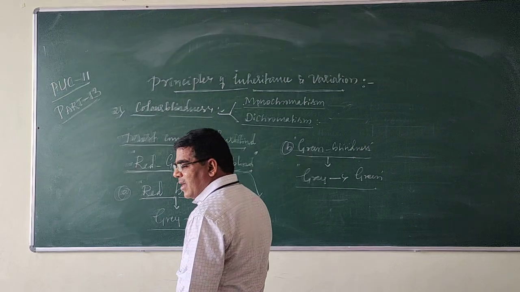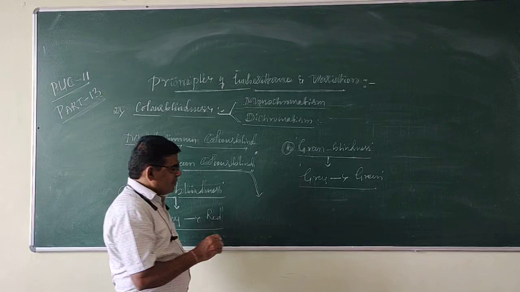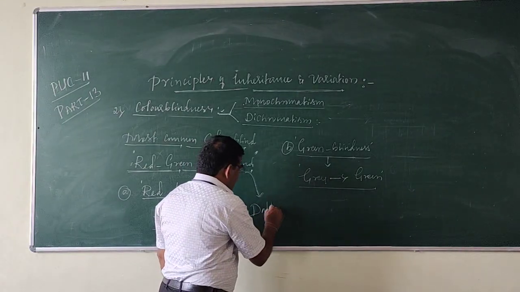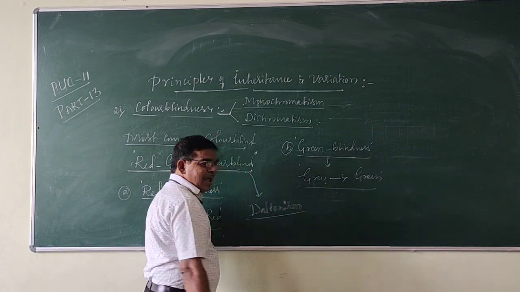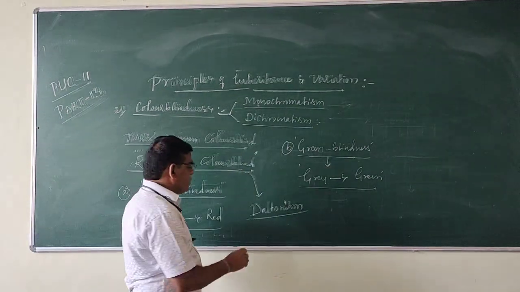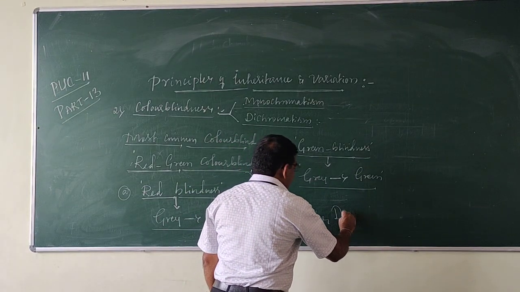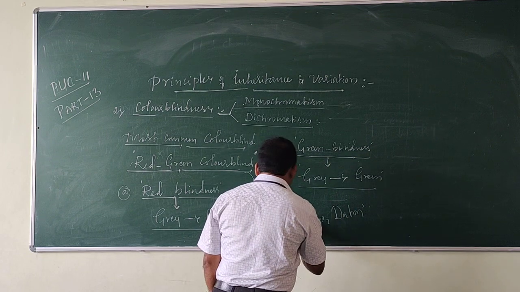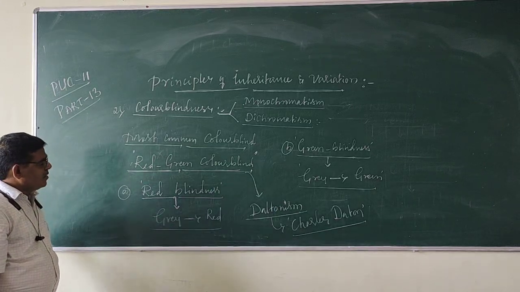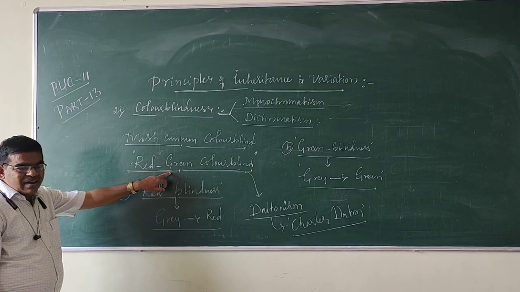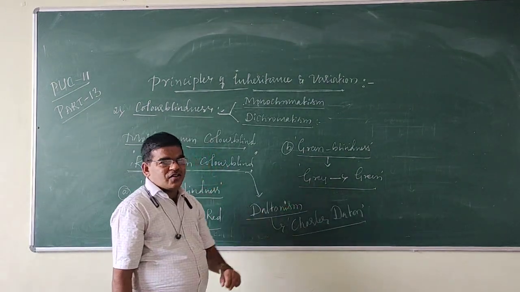Red-green color blind is also called Daltonism because it was discovered by Charles Dalton. That's why red-green color blind is called Daltonism. Clear? The most common color blind is red-green color blind. It is also called Daltonism because it was discovered by Charles Dalton.